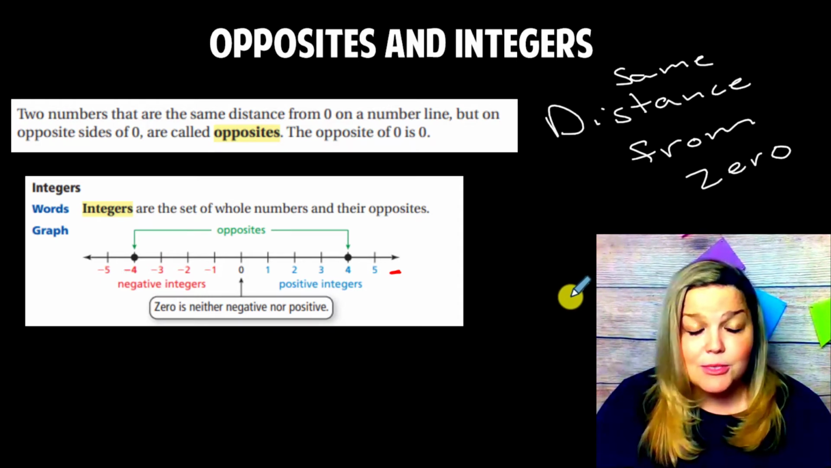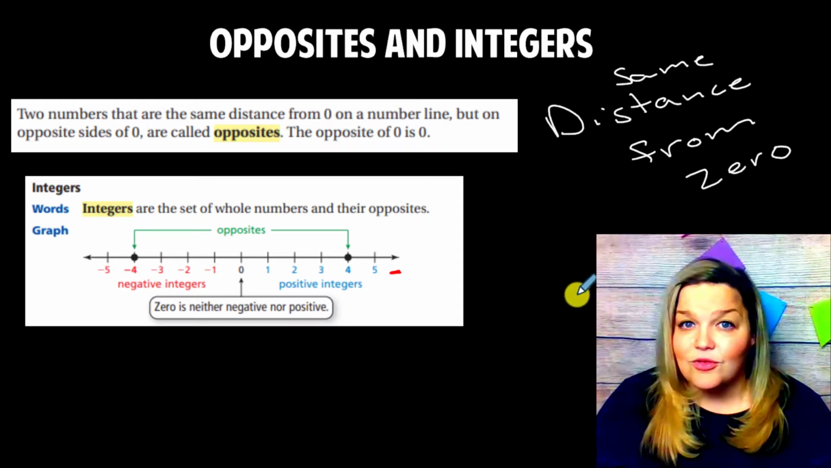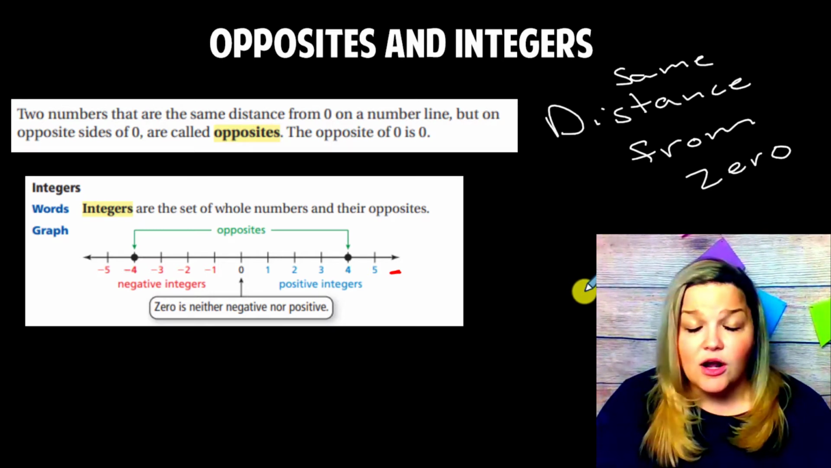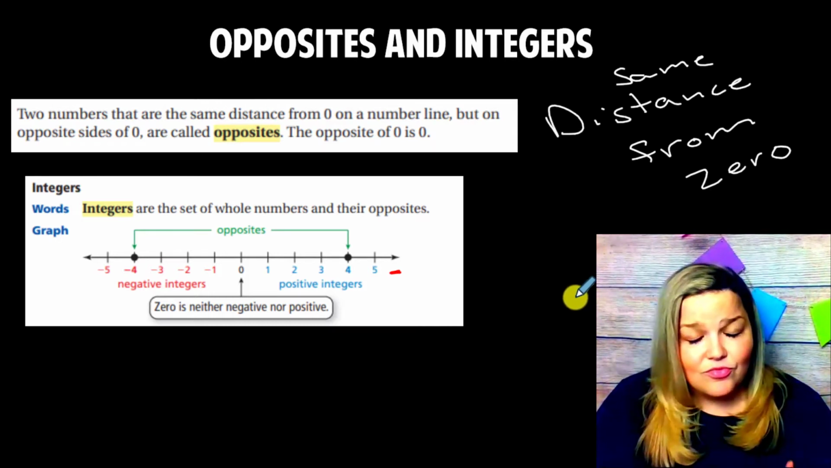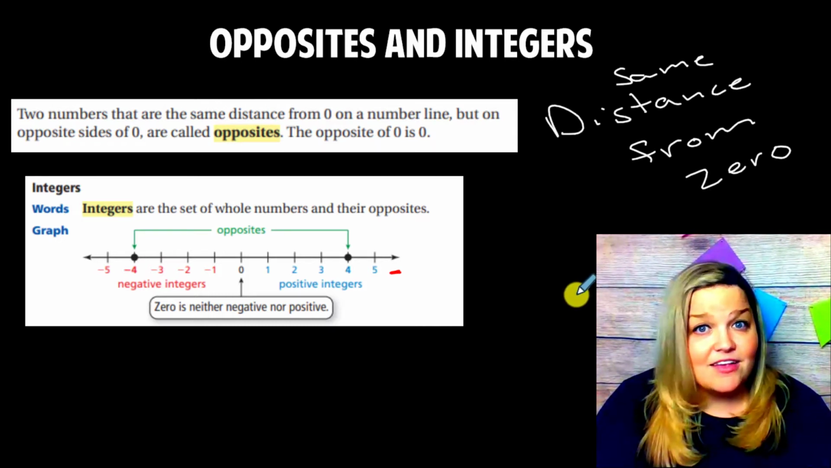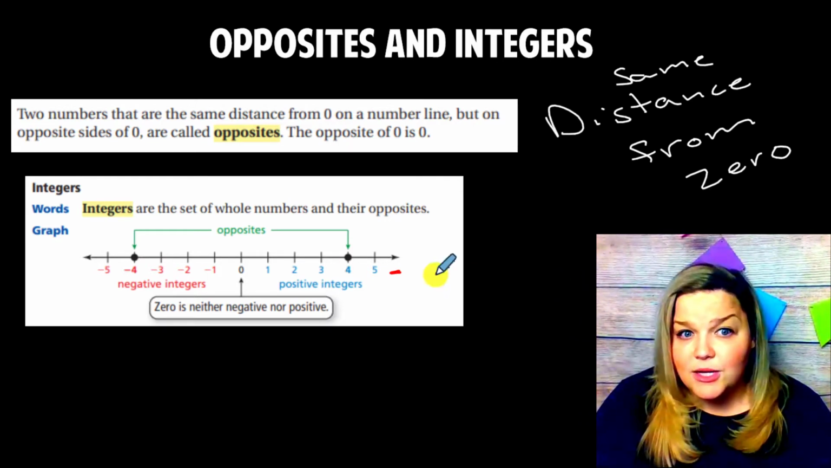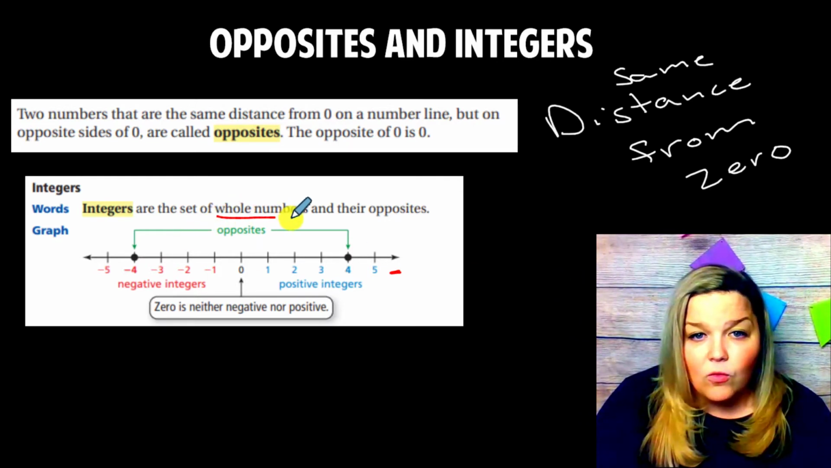Counting numbers are not decimals and fractions. You would never say 1, 2, 3, 4, 4.5, 5, 6, 7, 8. Because 4.5 has a decimal portion, it's not a whole number. So what are integers? They are the set of all whole numbers and their opposites.